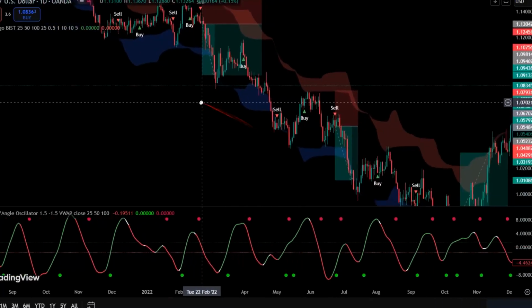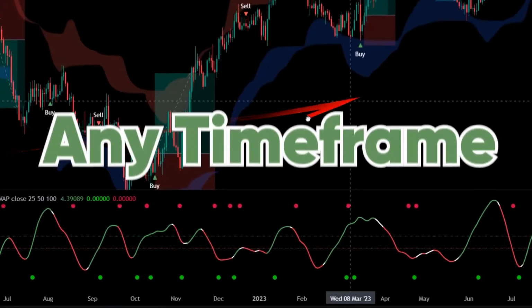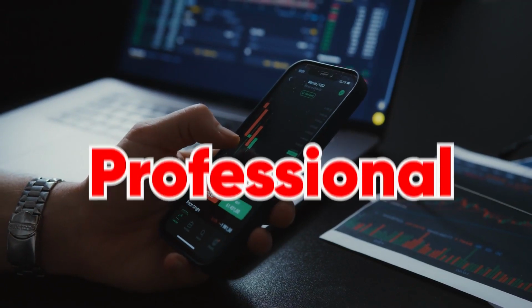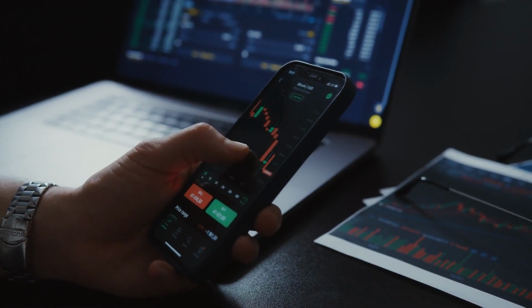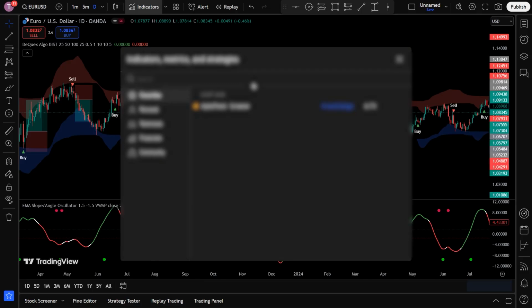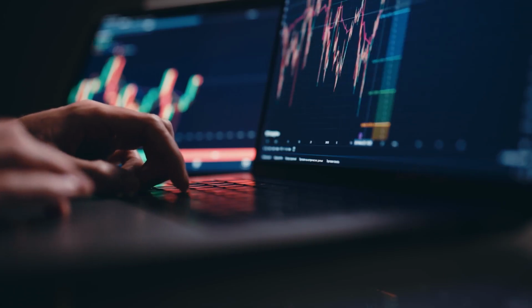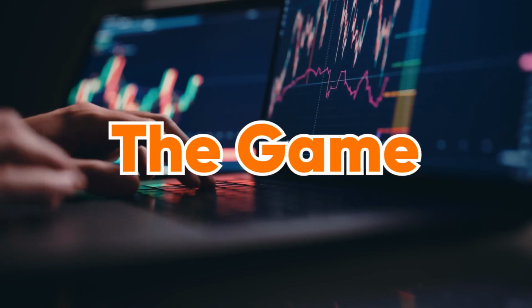Do you want to learn a powerful strategy that works in any time frame and maximizes your profits? Today, I have a professional method for you where we'll create an amazing strategy by combining several TradingView indicators. Something that many traders don't know but can change the game for you.